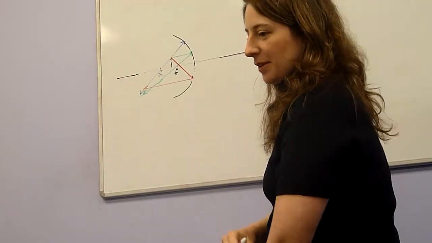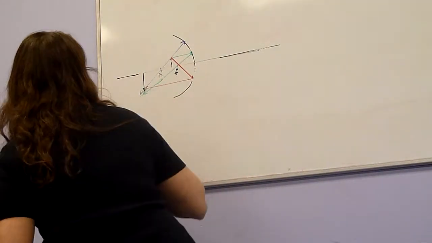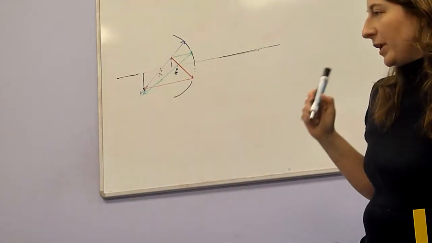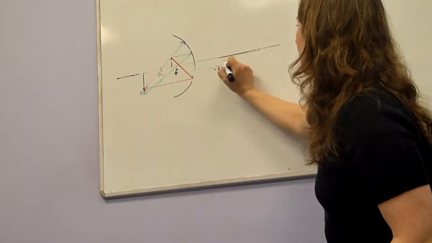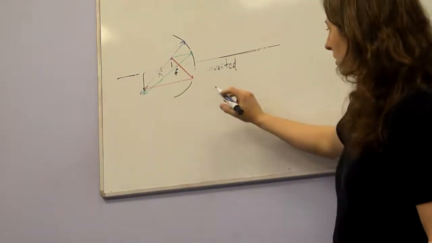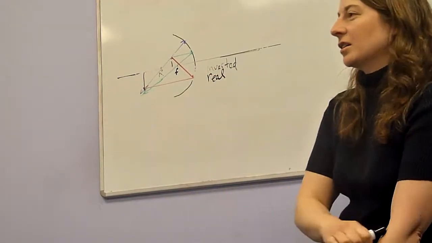So where is my image going to appear? It's pretty obvious in this drawing. They all intersect here, somewhere like that. So is this object going to be upright or inverted? Inverted. And is it going to be real or virtual? Real. And you know that because the lines actually intersected for real.